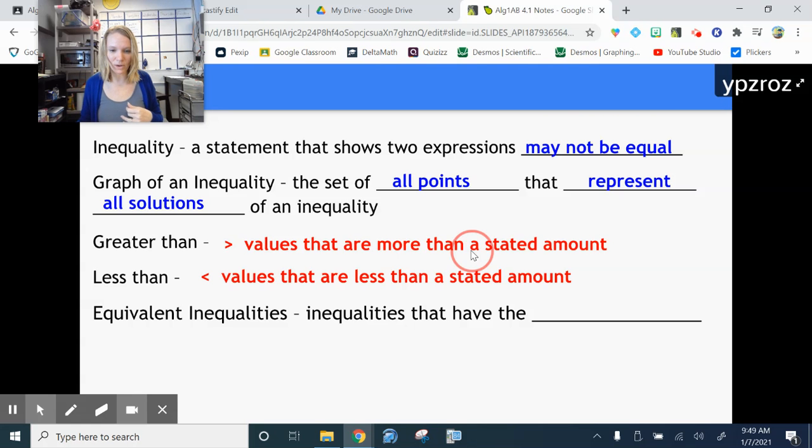Our equivalent inequalities are going to be inequalities that have the same solution. So we're going to be creating equivalent inequalities today.